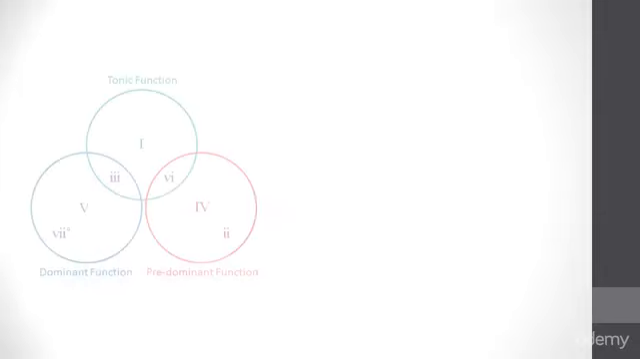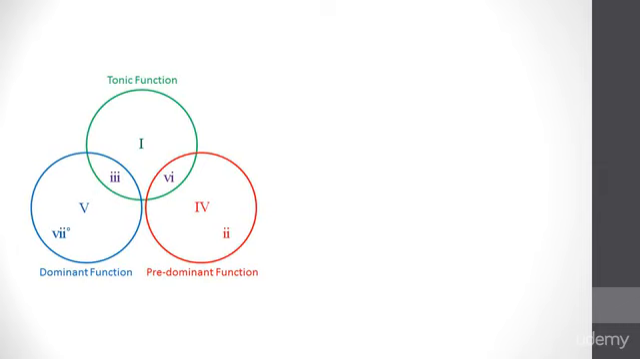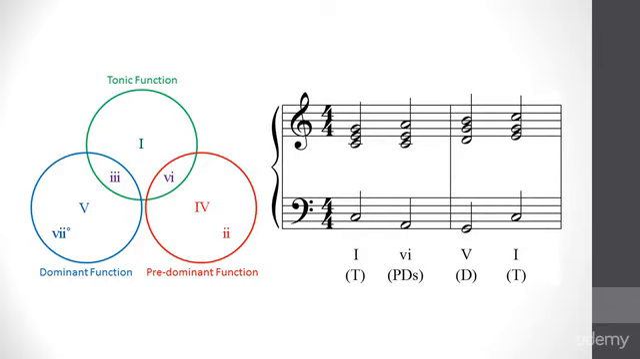Next, choose a chord from each circle and then play them in clockwise order, beginning and ending with the tonic function circle. From the tonic function circle, let's choose 1 as our starting point. From the predominant function circle, let's choose the predominant substitution chord 6. From the dominant function circle, let's choose the standard 5. Returning to the tonic function circle, let's choose 1 as our end point. Here's a musical example to illustrate.